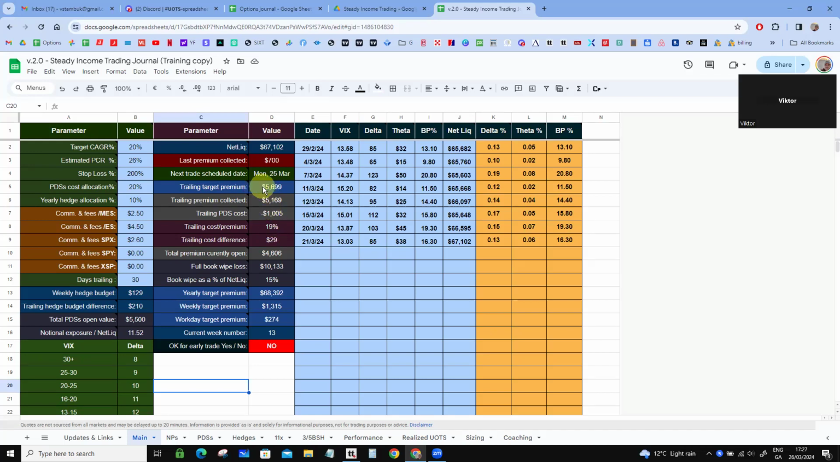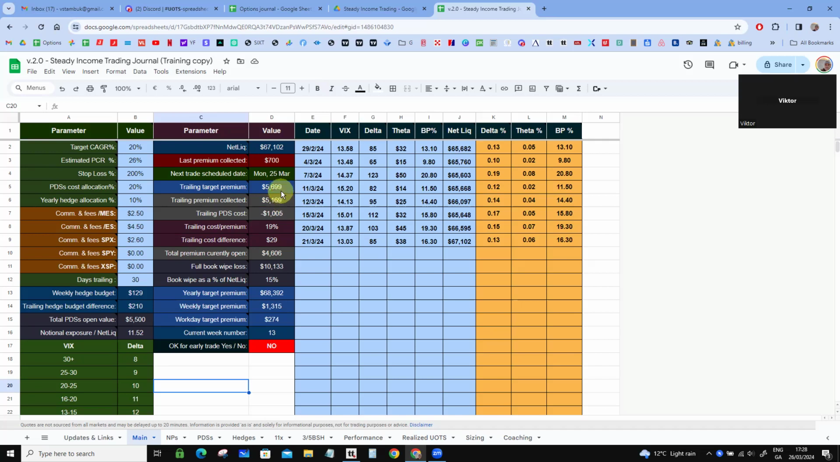But we also want to see that we are keeping track with the trailing target premium, because it says here that in order to achieve our goals, we should be selling around 5,700 for these 30 days, but we only sold 5,100, 5,200, call it. So we are selling a little bit less. So we just want to keep an eye on that. Doesn't mean we now want to go and make up for it, but we want to be aware of that, so that we know what's going on.